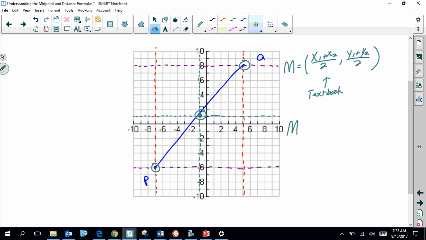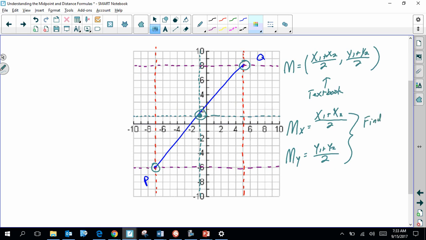Another way of writing it that's useful in some instances is separately, where here I'm saying m sub x, where I'm using capital M to represent a midpoint, and the subscript x says I'm talking about the x coordinate of the midpoint. So the x coordinate of the midpoint is just x1 plus x2 over 2, and the y coordinate of the midpoint would be y1 plus y2 over 2.